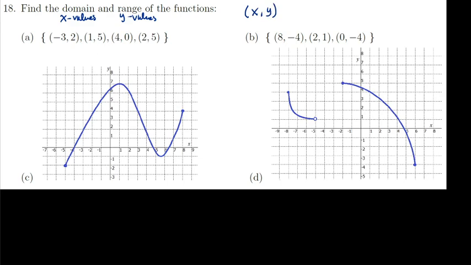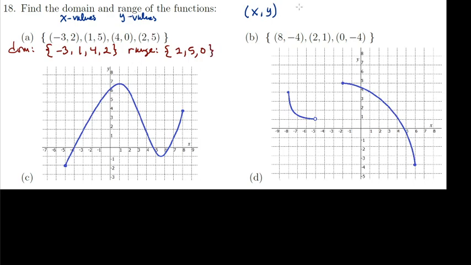All right, so for part A, we'll do the domain first. It's just a set of numbers, the x's, -3, 1, 4, and 2. What about the range? So those are the y values, right? So that's going to be 2, 5, 0, and 5. We already have the 5, so it's just these three numbers here.